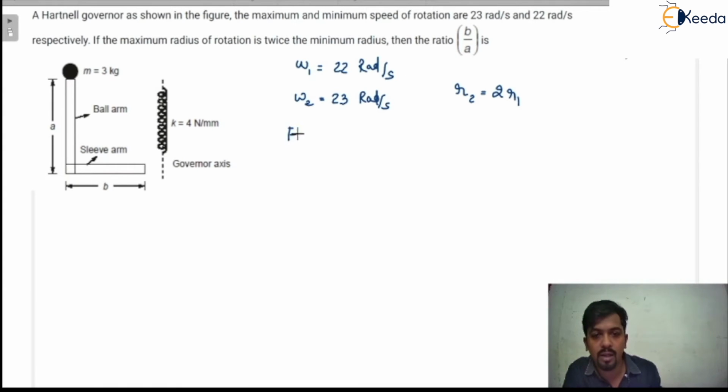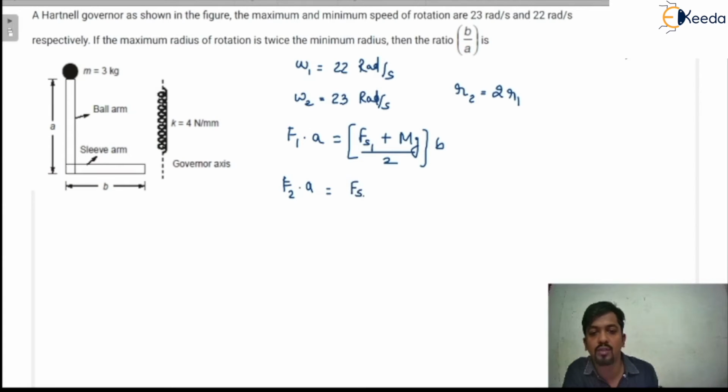We all know that F1 multiply A is equal to Fs1 plus mg upon 2 multiply B. This is the relation we have seen in the Hartnell Governor derivation. And similarly, F2, which is a centripetal force, F2 into A is equal to Fs2 plus mg by 2 multiply B.